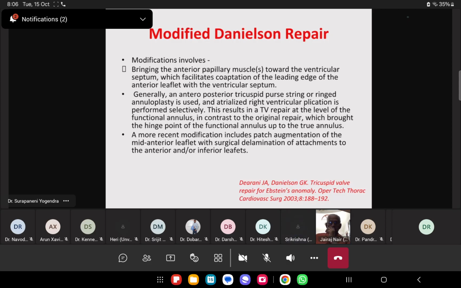A more recent modification includes patch augmentation of the mid-anterior leaflet with surgical delamination of attachments to the anterior and or inferior leaflets.